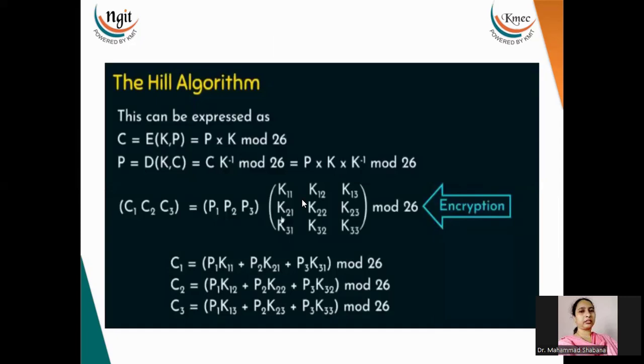The encryption formula for the Hill cipher is C is equal to E of k comma p, which is equal to P into k mod 26, where P is the plain text, K is the key matrix, and C is the resulting cipher text vector. For decryption, we use the inverse of the key matrix, represented as P is equal to D of k comma C, which is equal to C into k inverse mod 26. So this is about the encryption and decryption formulas.